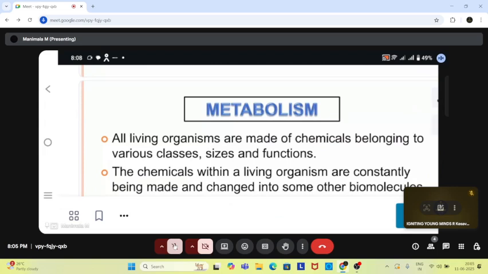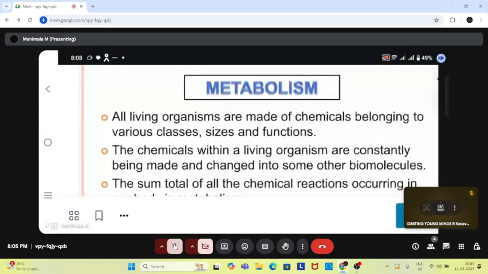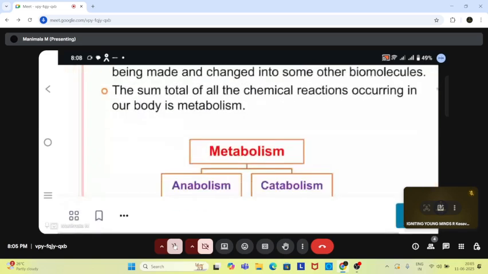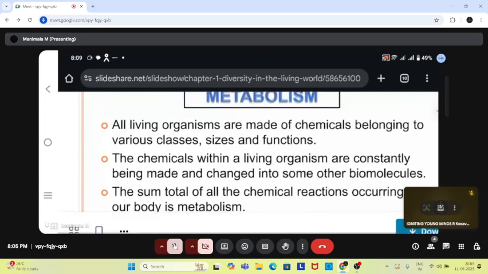Metabolism. Living organisms are made up of chemicals belonging to various classes, sizes, and functions. The chemicals within a living organism are constantly being changed into other biomolecules. The sum total of all chemical reactions occurring in our body is called metabolism, which includes anabolism and catabolism. Each organism is made up of biomolecules, and based on these, the functions and sizes change.